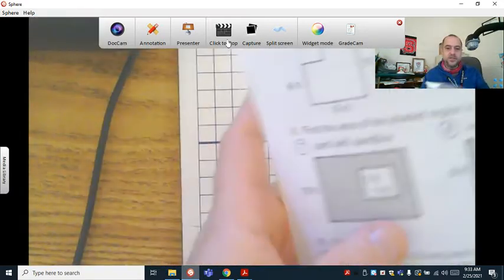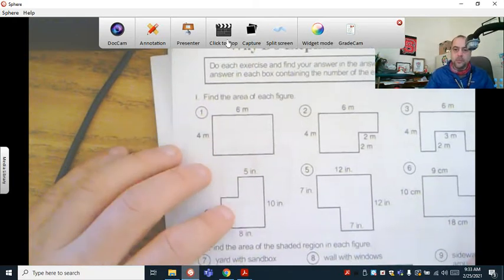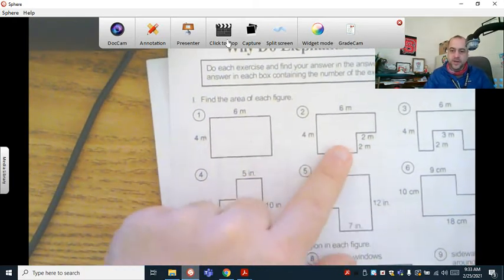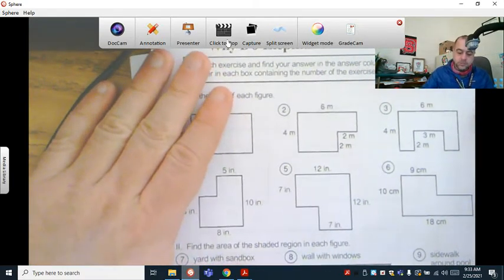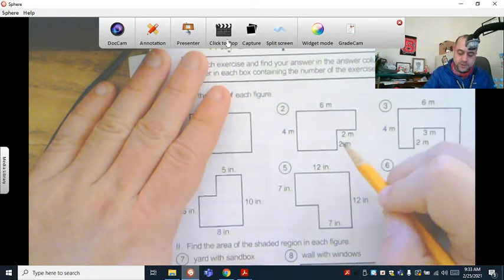Let's do a couple on this page. Okay, we'll skip this one. It's really easy. All right, let's try this. Actually, let's try this one first.